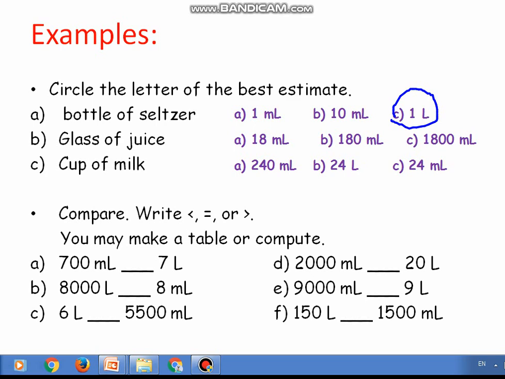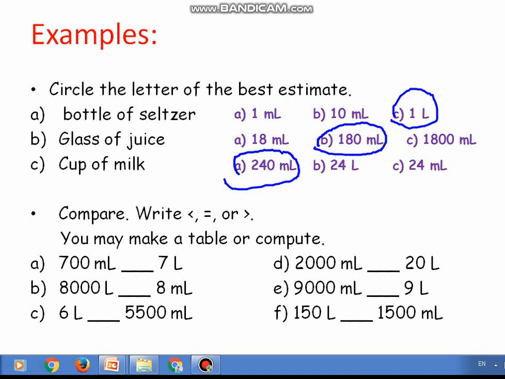A glass of juice can't be 18 milliliters or 1800 milliliters, because 1800 is approximately a liter and a bit. A glass of juice can't be a liter and a bit. So it's 180 milliliters. A cup of milk surely isn't 24 liters, because a liter is very big. For example, sometimes you bring a Pepsi bottle that has a liter; a cup of milk can't be 24 liters, nor 24 milliliters, which is very small. So as if we are talking about 240 milliliters, just an estimate.